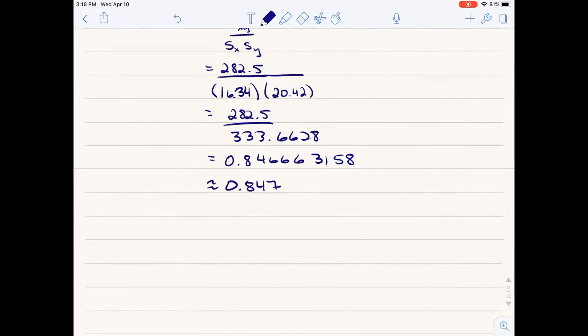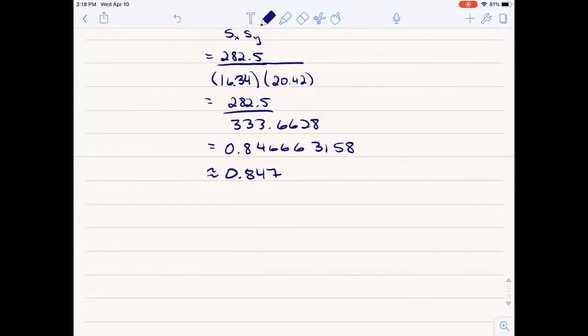Why not? Positive, right? So it's telling us that we have a positive relationship, and because it's bigger than 0.5, we have a strong positive relationship, assuming that it's linear. We'll go ahead and assume that we have a linear relationship.